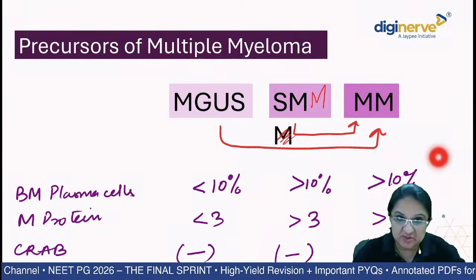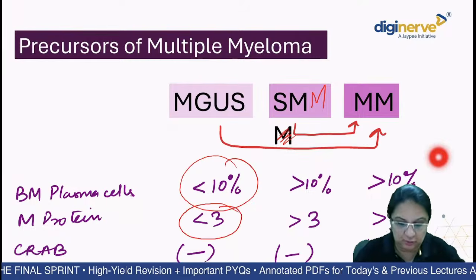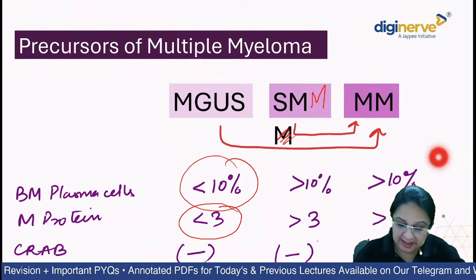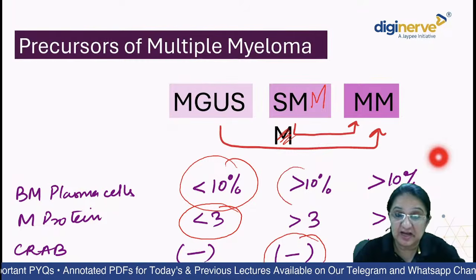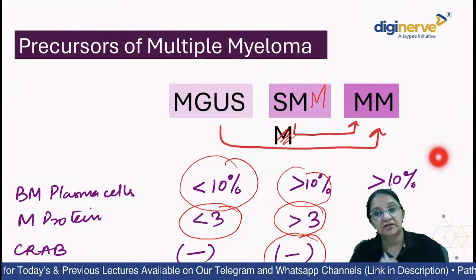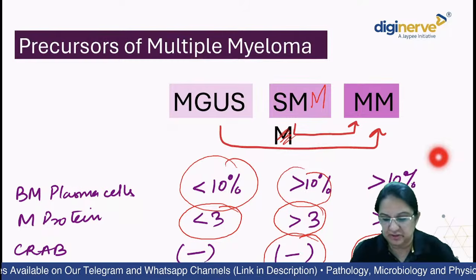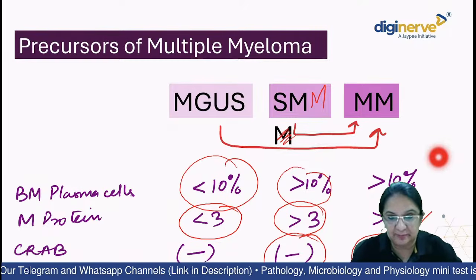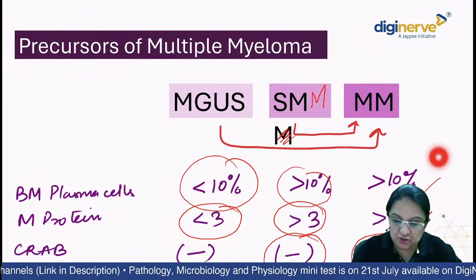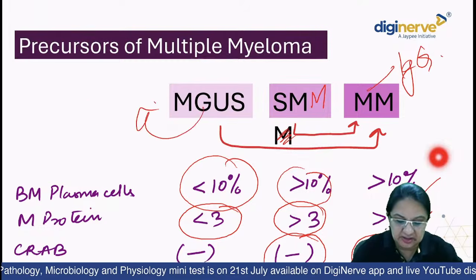MGUS means the plasma cell is less than 10%, protein is also less than 3%, and there are no CRAB features. However, in smoldering multiple myeloma, CRAB features are absent, but plasma cells increase to more than 10% and M protein increases to more than 3%. These can progress to multiple myeloma where CRAB features again will come into the picture, plus more than 3% M protein, more than 10% plasma cell. Please note the most common immunoglobulin found here is IgG. However, in MGUS, it is Ig.